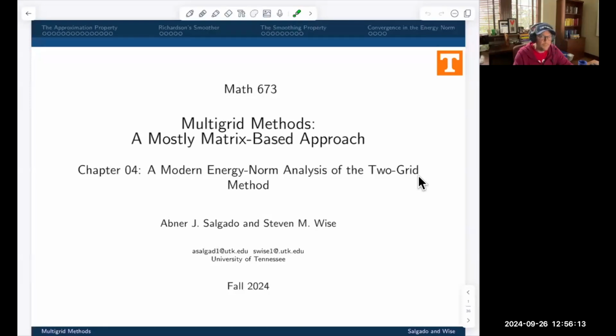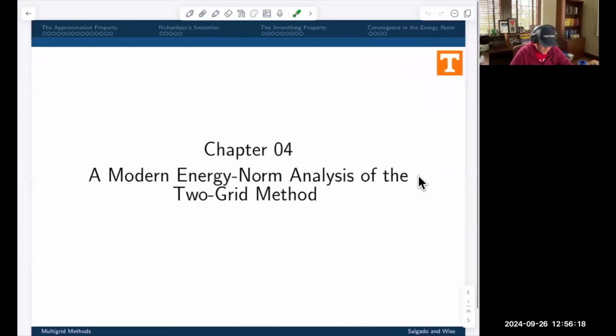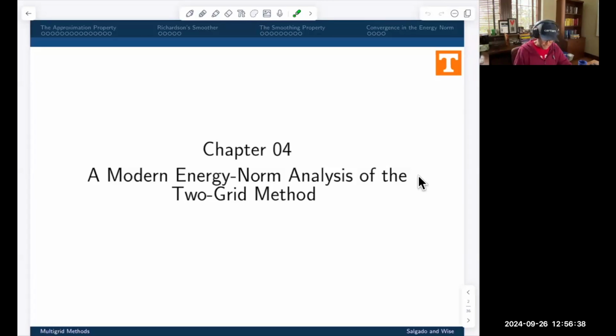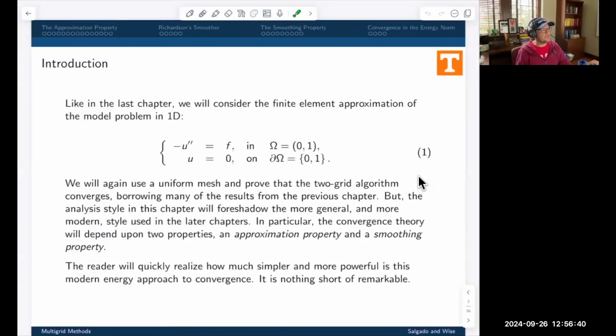So welcome back to Multigrid Methods. We're in chapter 4. We started chapter 4 last time, where we were discussing the beginnings, or the key components, that we need to do a different type of analysis for the convergence of our two-grid method. In particular, we're going to use this more modern energy norm analysis approach, which requires two features: an approximation property and a smoothing property. So I'll get into what that means.